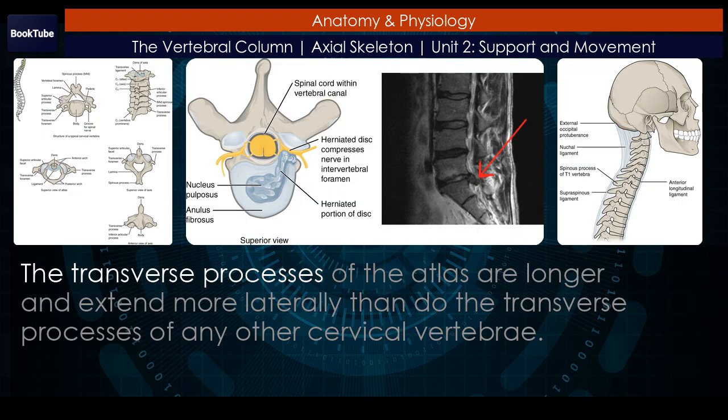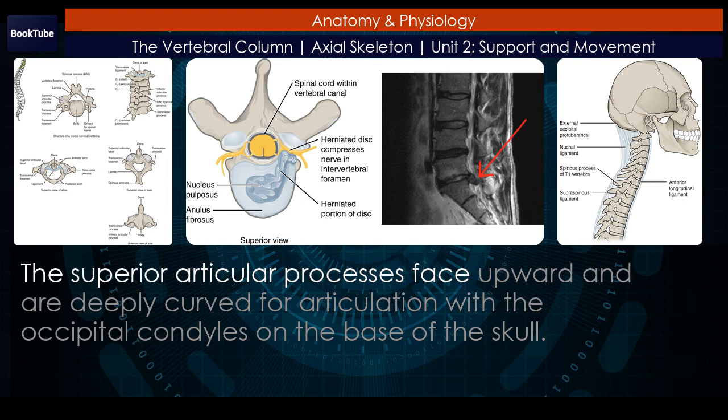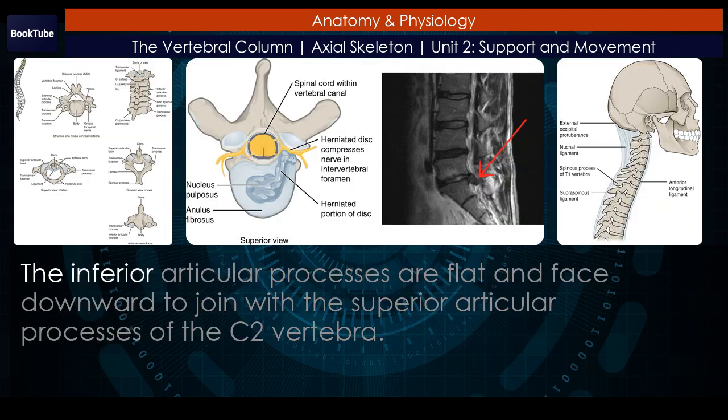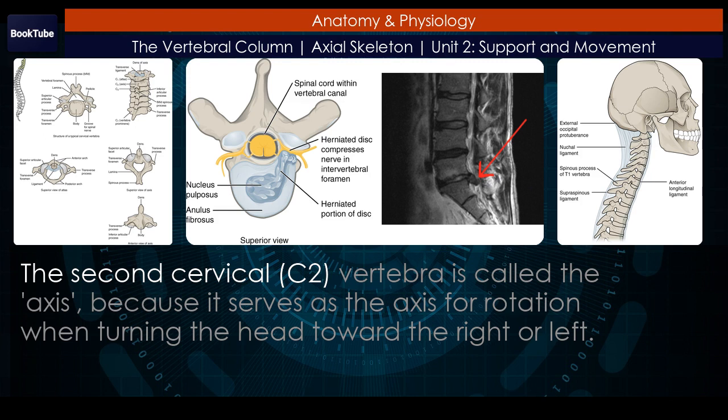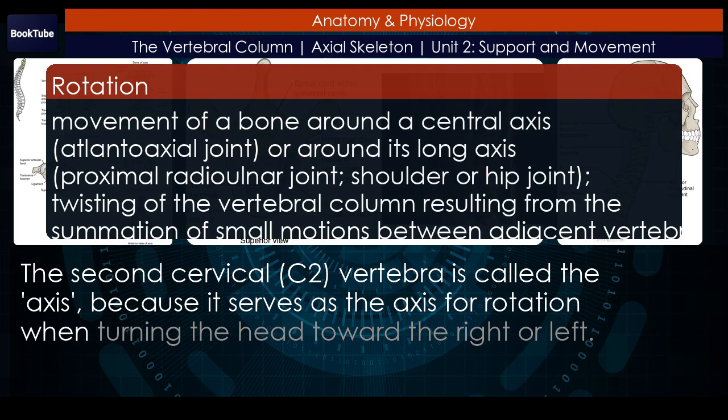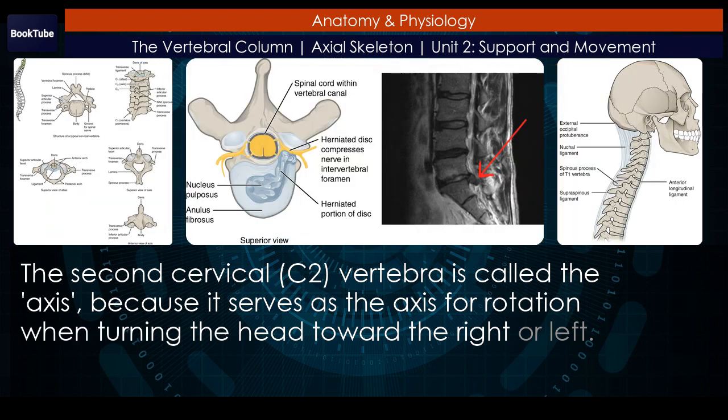The transverse processes of the atlas are longer and extend more laterally than do the transverse processes of any other cervical vertebrae. The superior articular processes face upward and are deeply curved for articulation with the occipital condyles on the base of the skull. The inferior articular processes are flat and face downward to join with the superior articular processes of the C2 vertebra. The second cervical, C2, vertebra is called the axis, because it serves as the axis for rotation when turning the head toward the right or left.